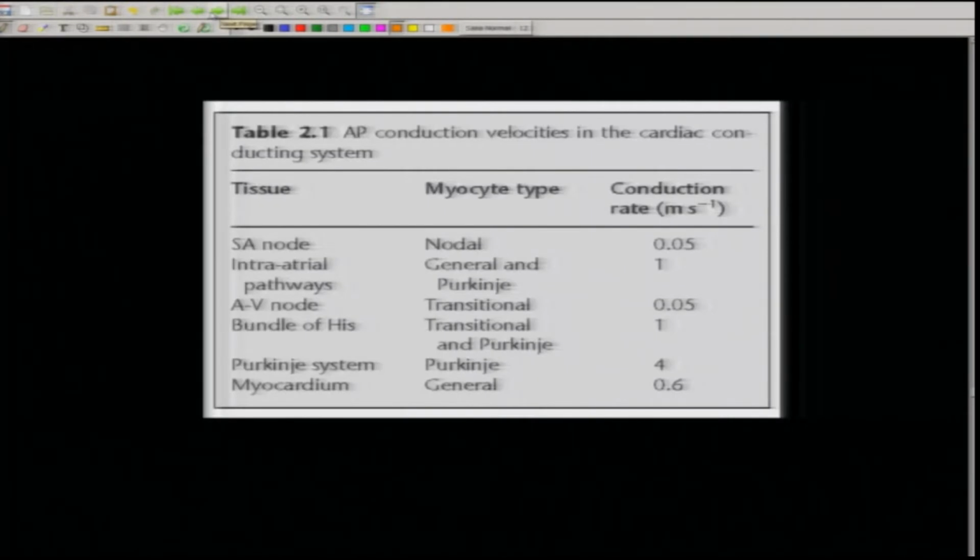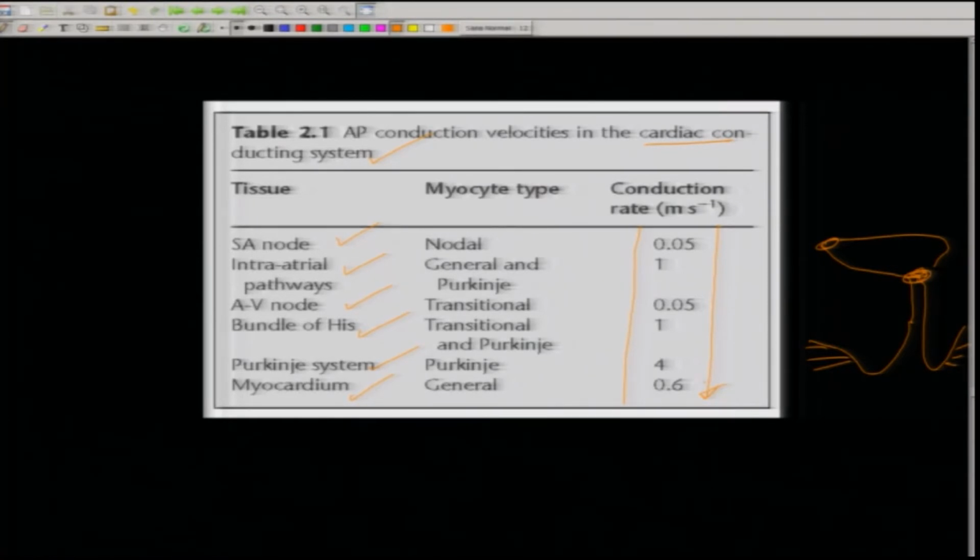Now, if you see the action potential conduction velocities of the cardiac conducting system, you will see these are the conduction velocities at different parts of that circuit, the circuit that I have drawn. So, this is how it looks like: SA node, intra-arterial pathway, AV node, bundle of His, Purkinje fiber, myocardium, and they have different velocities. This is for your academic interest, you can go through it.